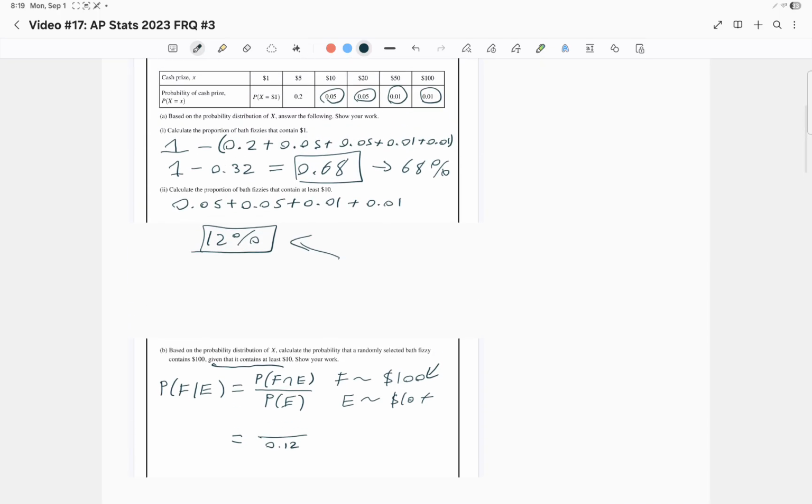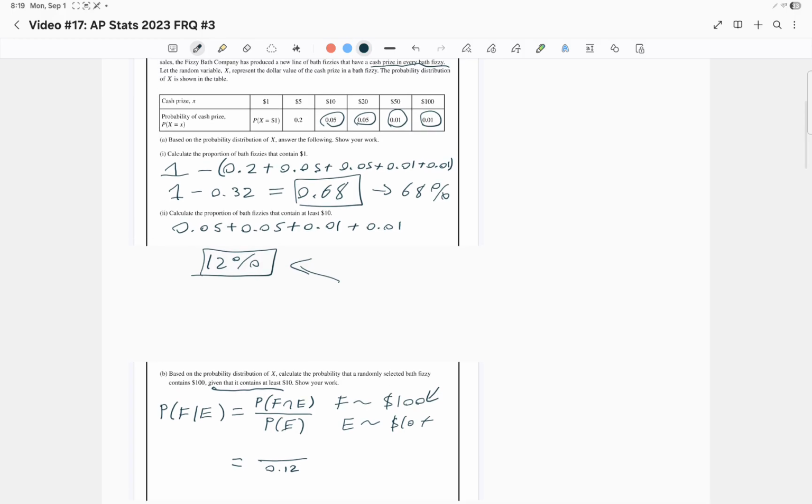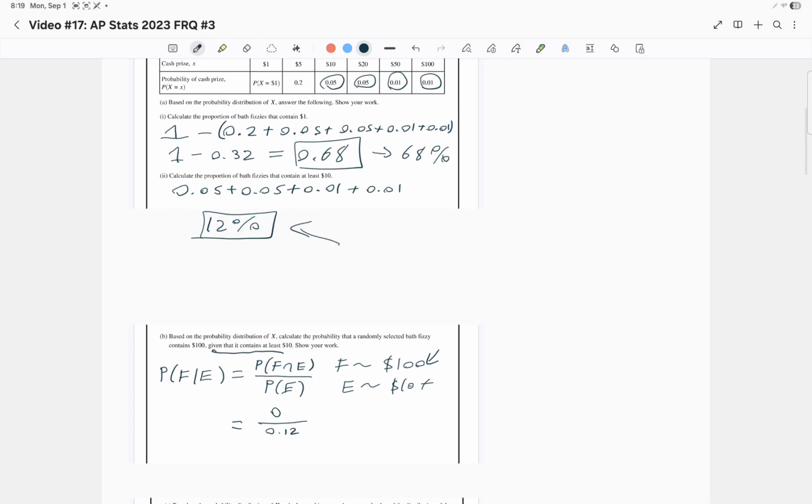So what does that mean? Well, that means we substitute the probability of F, which is 0.01. So what this is going to give us is, given that we know we got at least $10, the probability that we got $100. We plug that into our calculator. We get that ungodly number. We convert that to a fraction for you. It should be 1/12. Yeah, which is 1/12. I'm going to leave it as that. That's our probability for part B.